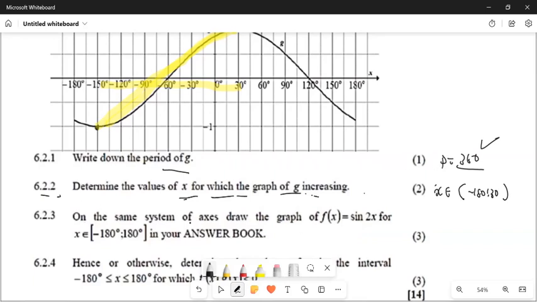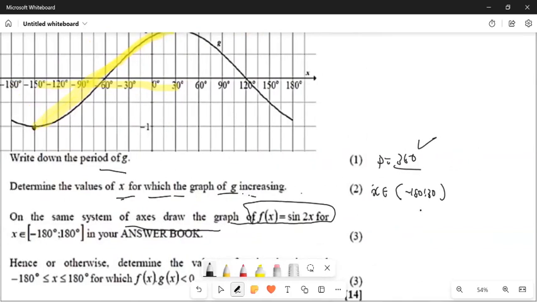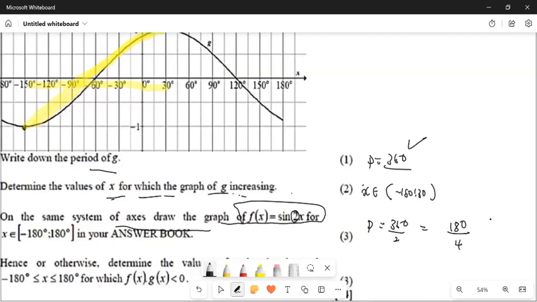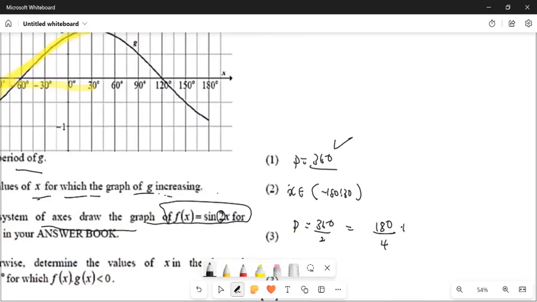On the same set of axes, draw the graph of f of x. There's no horizontal shift. Since there's no horizontal shift, we need to get our step. How are you going to get our step here? We say period. Period is going to be 360 divided by 2, which is the value before x. And then what do you get? 180. 180 divided by 4. What is 180 divided by 4? It's going to be 45. What is this 45? They're not going to give a mark for this 45. It's our step.